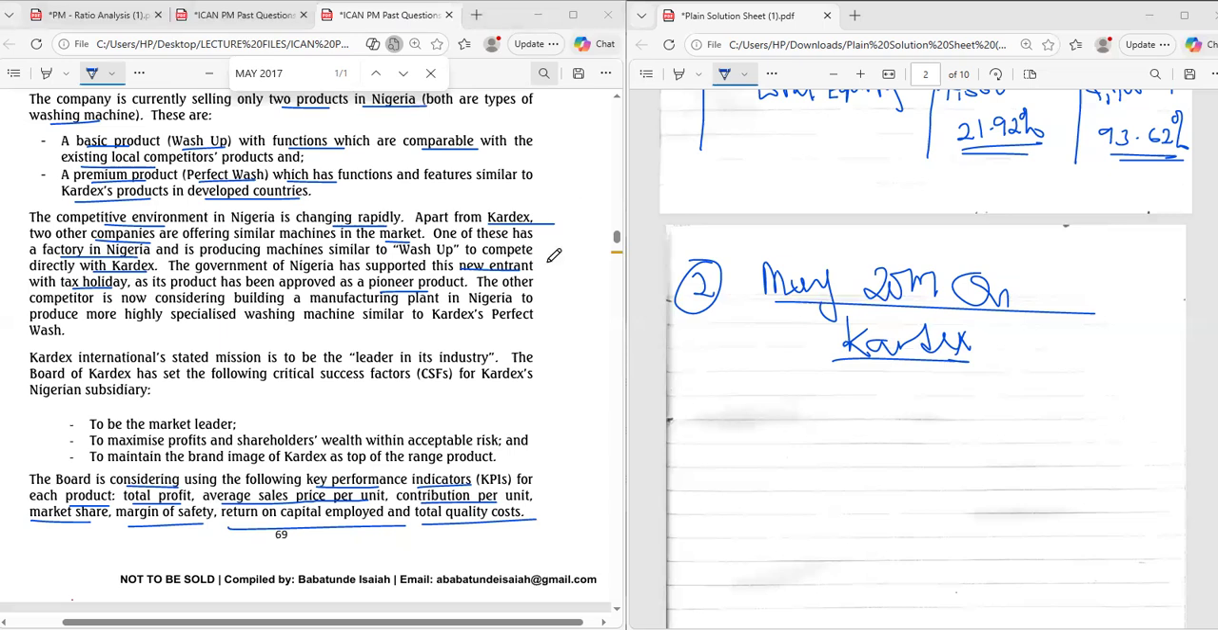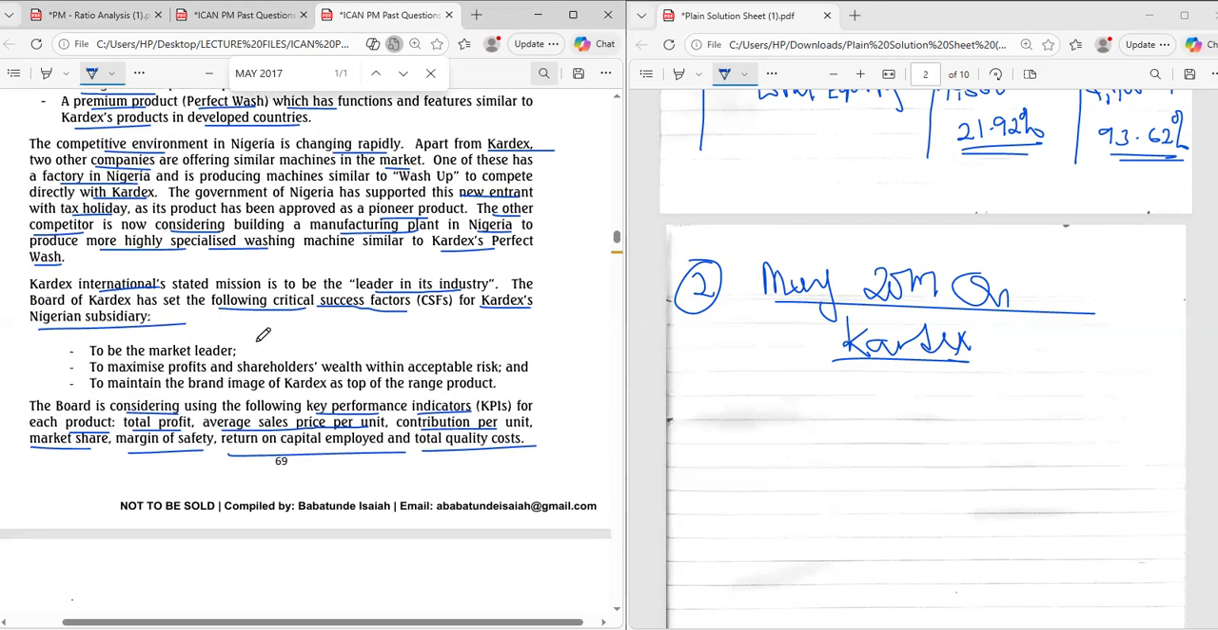That's fine. All right, so the other competitor is now considering building a manufacturing plant in Nigeria to produce more highly specialized washing machines similar to CADES Perfect Wash. Now, CADES International's stated mission is to be the leader in the industry. The board of CADES has set the following critical success factors for CADES Nigerian subsidiary. Number one, to be the market leader. Number two, to maximize profit and share others' wealth within acceptable risk, and to maintain the brand image of CADES as a top of the range product.